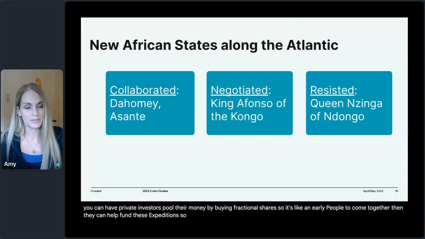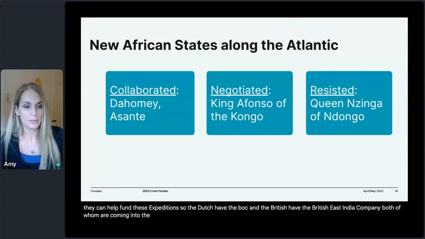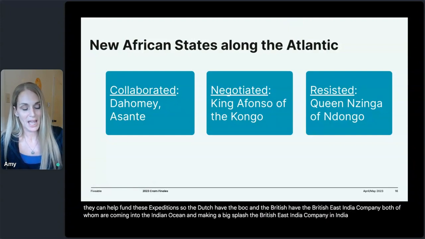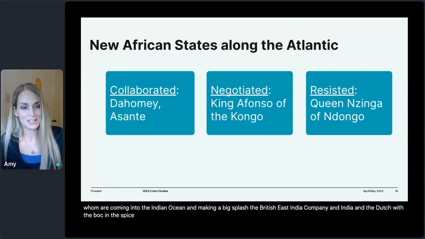So the Dutch have the VOC, and the British have the British East India Company, both of whom are coming into the Indian Ocean and making a big splash. The British East India Company in India, and the Dutch with the VOC in the Spice Islands. The Spice Islands at this time are very profitable.